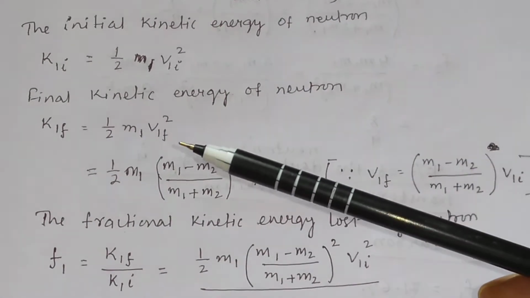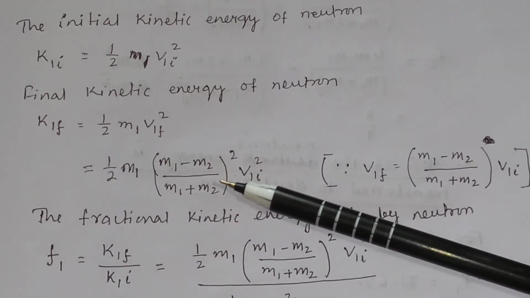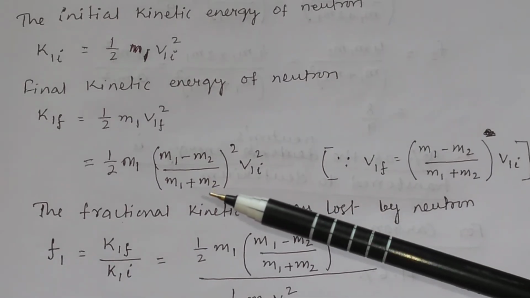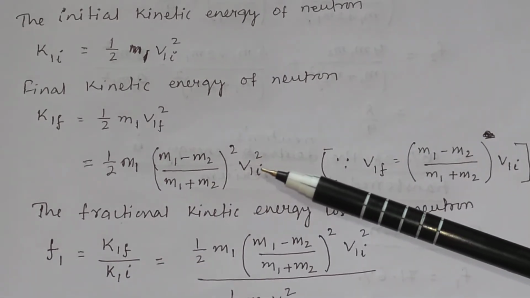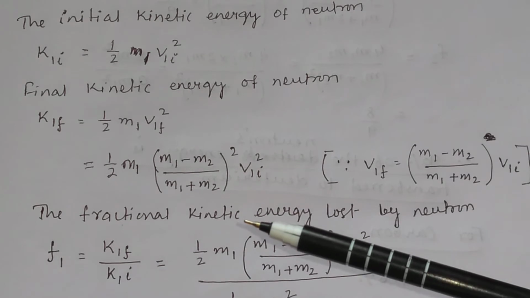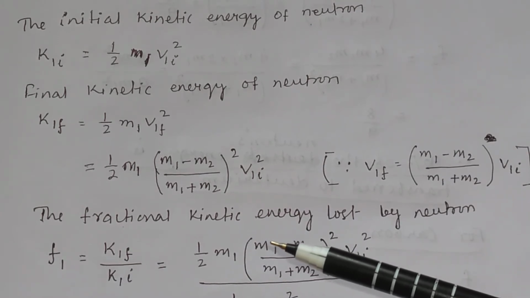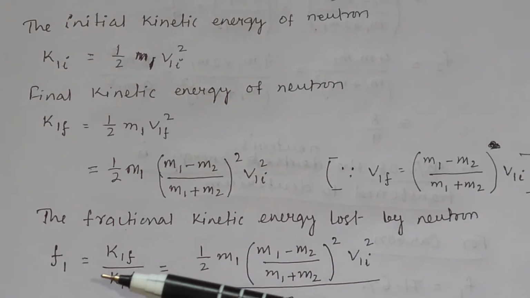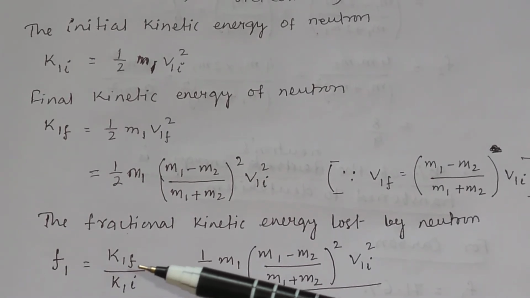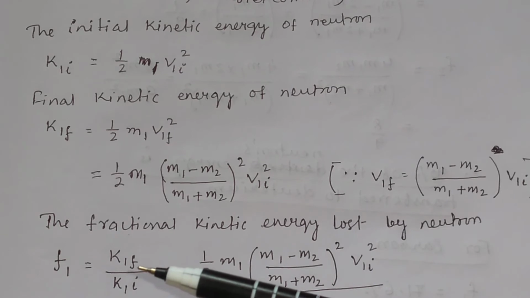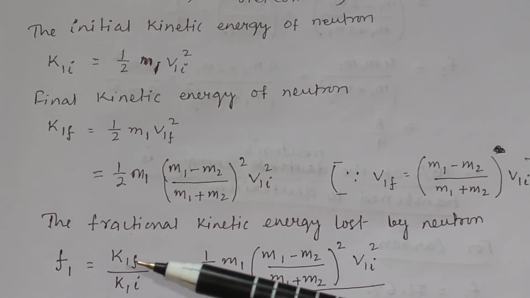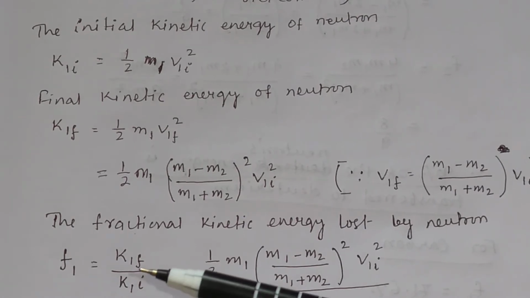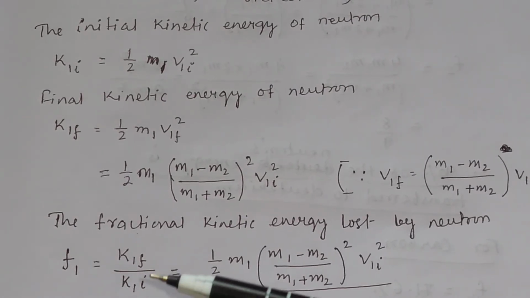So if you substitute v1f square here, then you will have half times ((m1 minus m2) divided by (m1 plus m2)) whole square into v1i square. So the fractional kinetic energy lost by the neutron, suppose f1, is equal to K1f, that is the kinetic energy of the neutron after collision, divided by the kinetic energy of the neutron before collision, that is K1f divided by K1i.